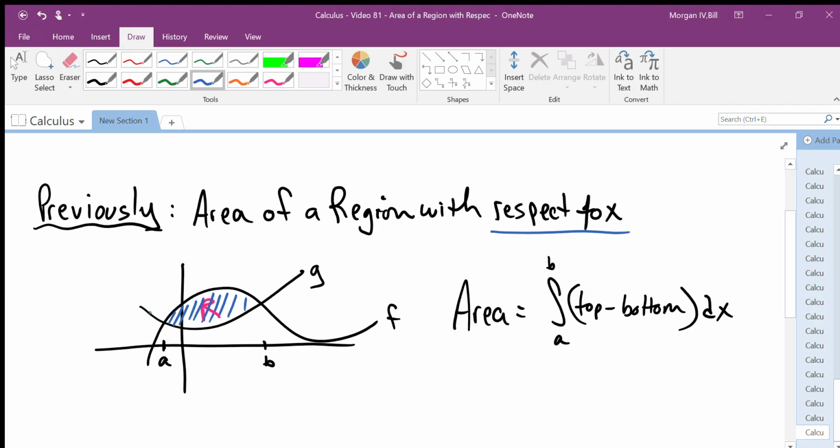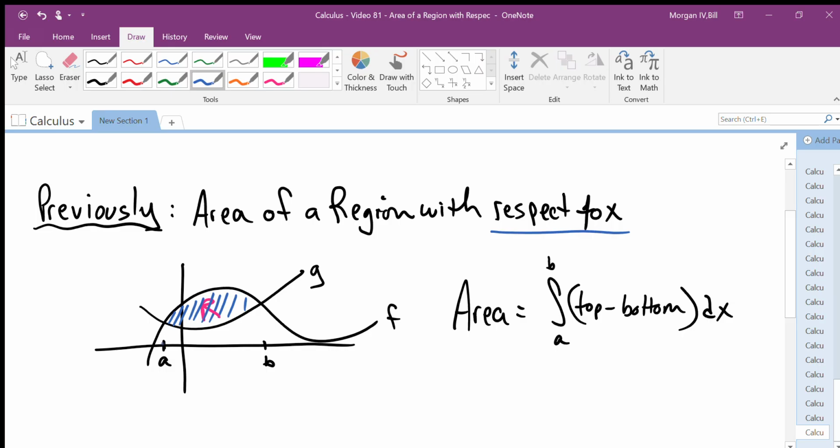We had two functions, f and g, and in this case, the one I've drawn here, f ends up being the top function, and g ends up being the bottom function on the interval between a and b. That flips after that, but for a to b, f is the top function, g is the bottom function. We're looking for the area of the region.